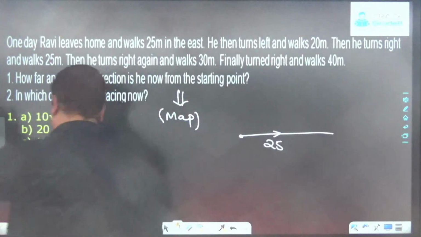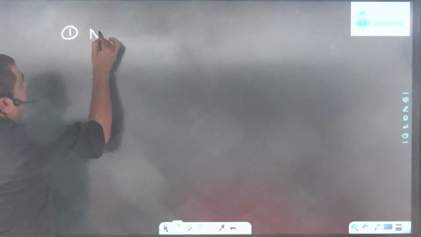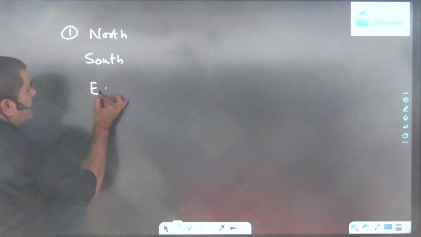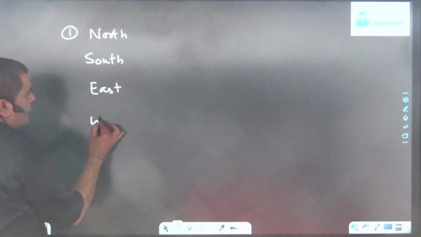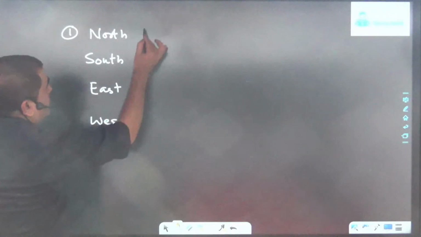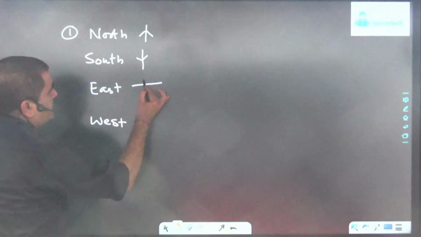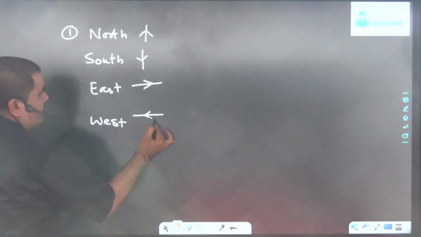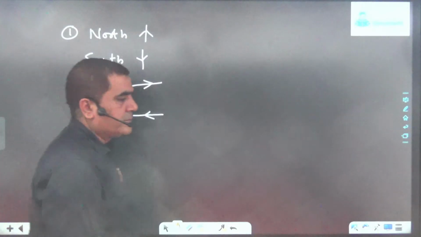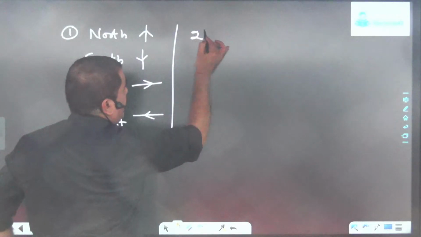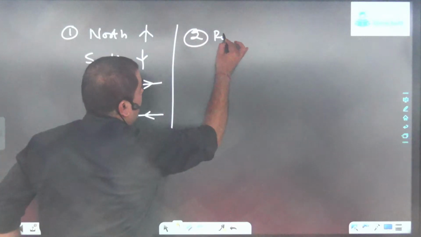So let's start with the points. See, point number 1. In any problem, the examiner is saying the person is going towards north, or the person is going towards south, east, or west. So it always means, north always means up, south always means down, east always means right, west always means left. Clear? Point number 2. How to control right and left?